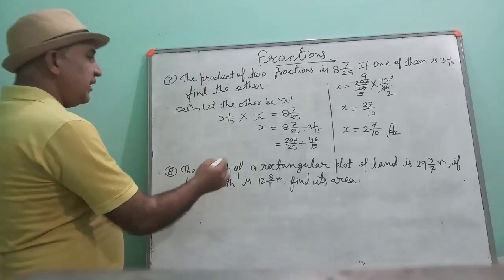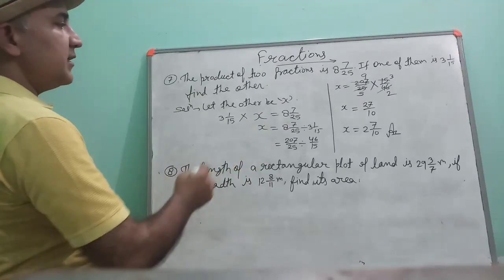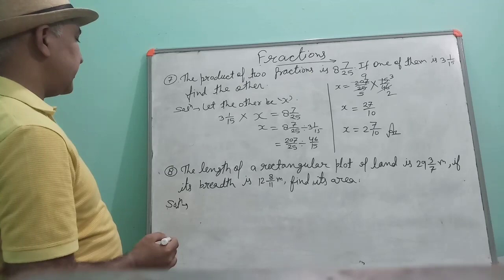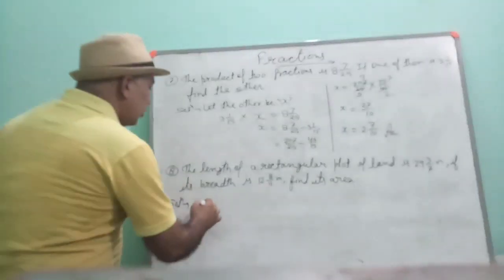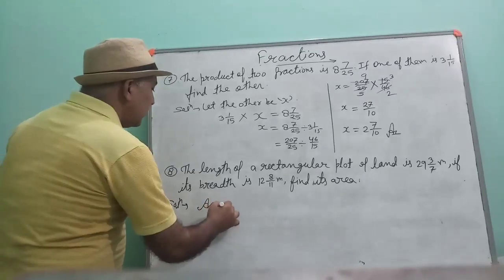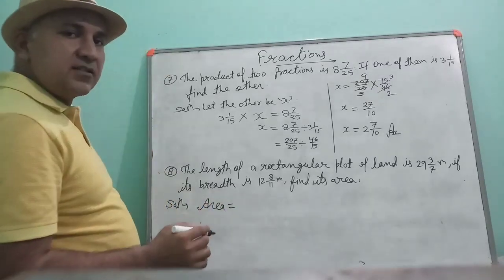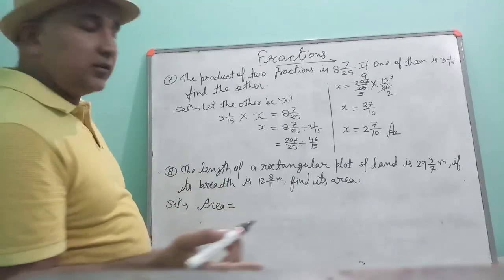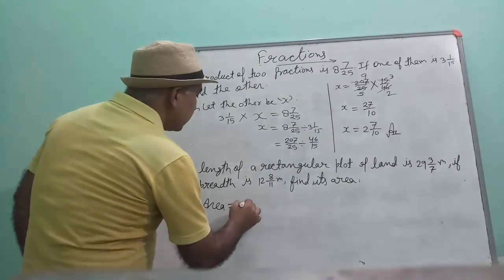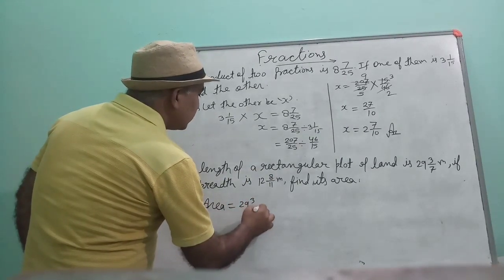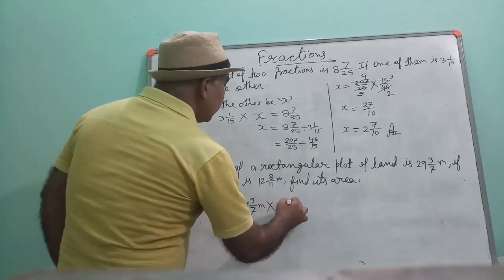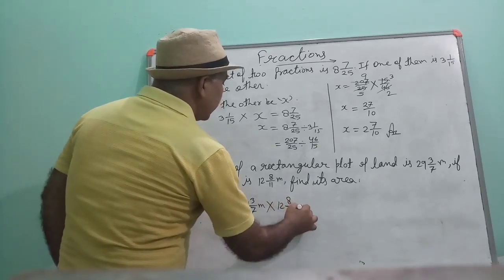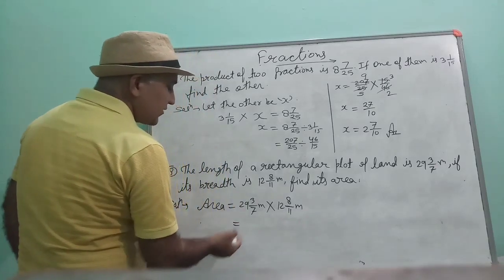See here. The length of a rectangular plot of land is 29 into 3 by 7 meter. If breadth is this, then find the area. I hope you all children know that area of a rectangle is equal to length into breadth. So here length is 29 into 3 by 7 meter into breadth is 12 into 8 by 11 meter. Now multiply and get your answer.